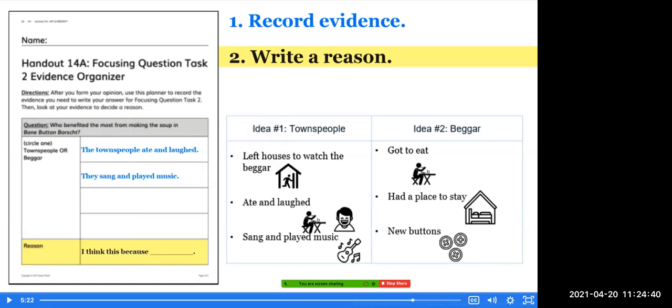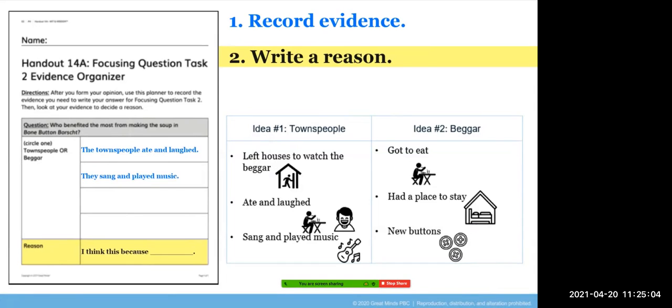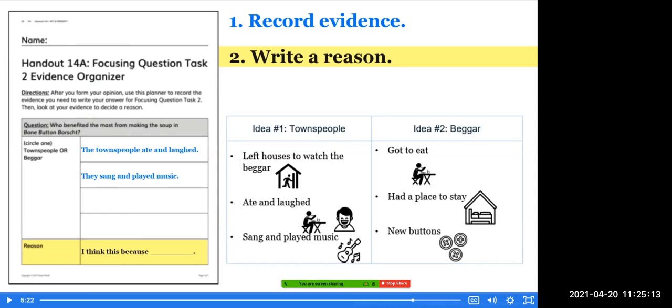Okay, if we are looking at Miss Sabella's graphic organizer, her evidence organizer, she said that she thinks the townspeople obviously benefited most because they ate and they laughed and they sang and played music. So she thinks the townspeople benefited the most from making the soup because the village gets more friendly and because the townspeople learn to share. So that's what I would say out loud to finish the sentence. I think this because the townspeople get more friendly and they learn to share.